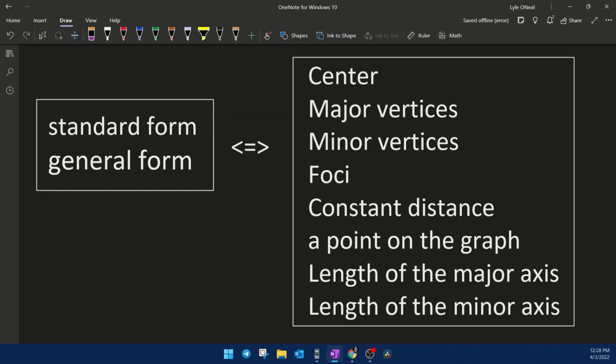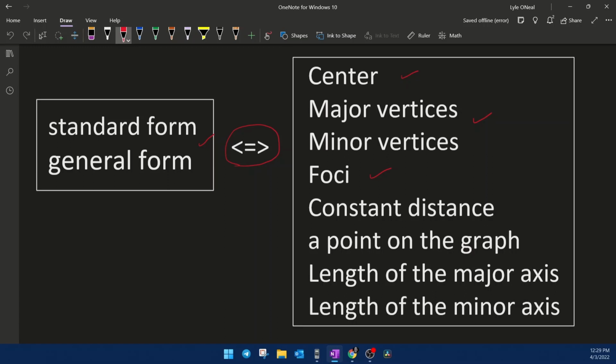Of course, if you have two different forms, one of the things you may be asked to do is to convert back and forth between the two forms. One of the other things you may be asked to do is, given one of these two forms, find the critical information, like the center, the vertices, the foci. Any of this information you could be asked to find if you're given the equation of an ellipse.